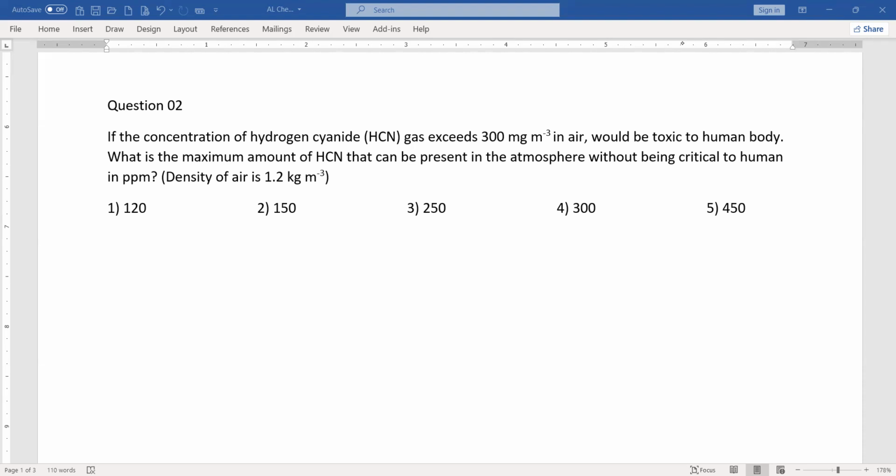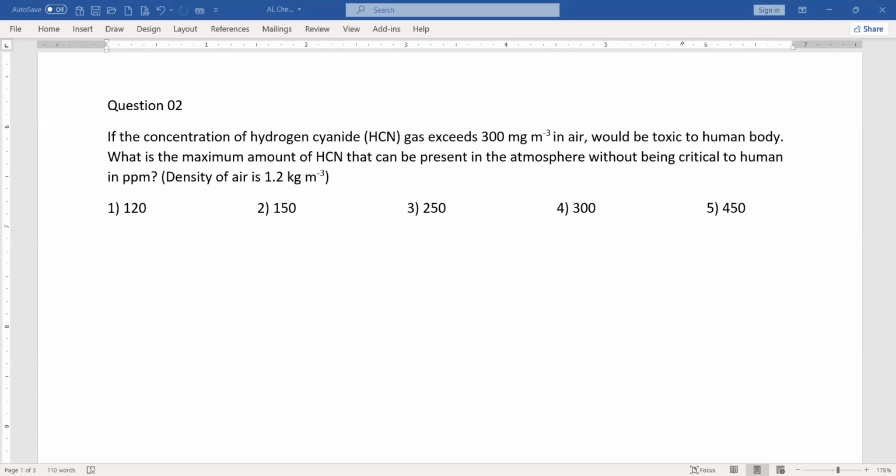So if the concentration of hydrogen cyanide gas exceeds 300 milligrams per cubic meter in air, it would be toxic to the human body. What is the maximum amount of HCN that can be present in the atmosphere without being critical to humans, in ppm? And the density is given.